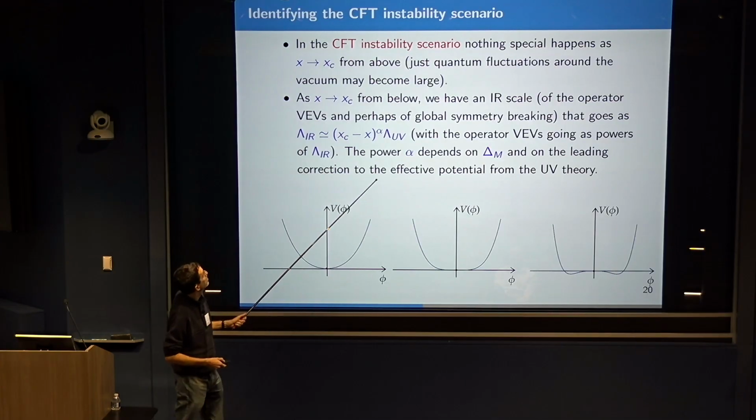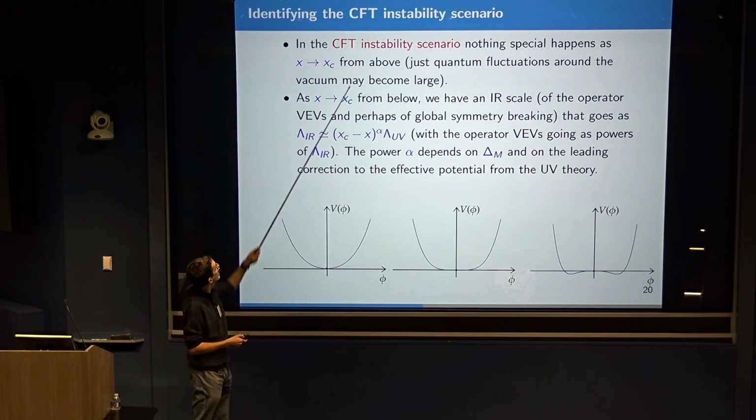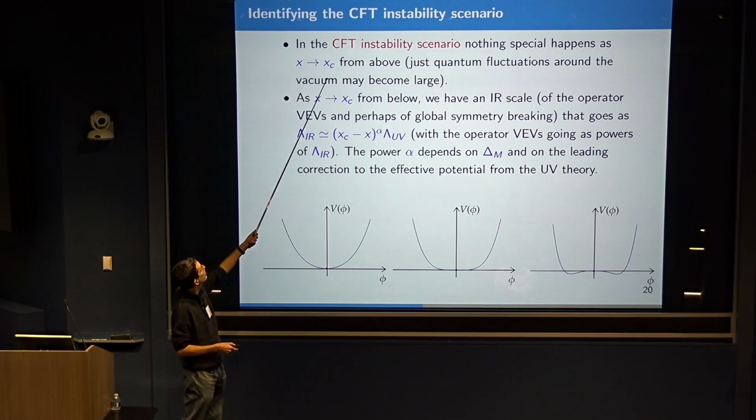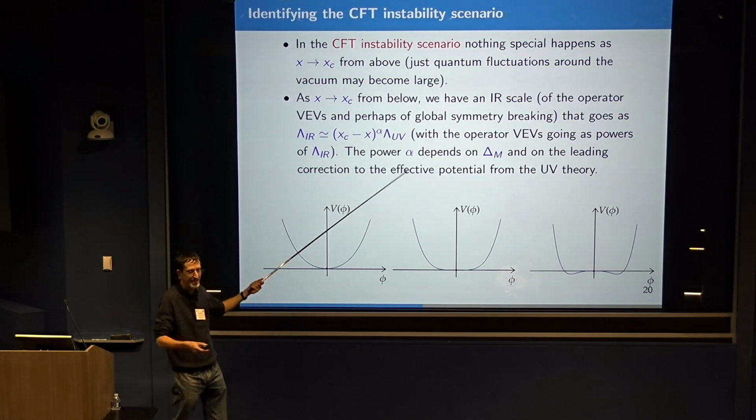But the other scenarios are also possible. So if we have this CFT instability scenario, in this case, as we approach this critical value from above, we wouldn't really see anything special going on.